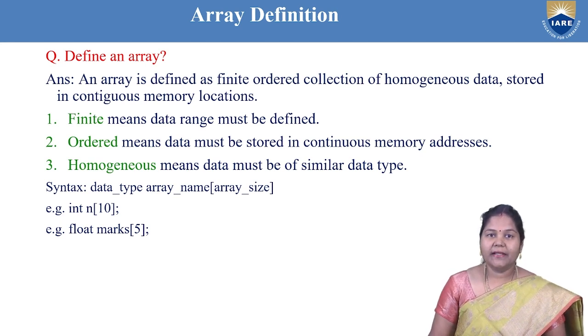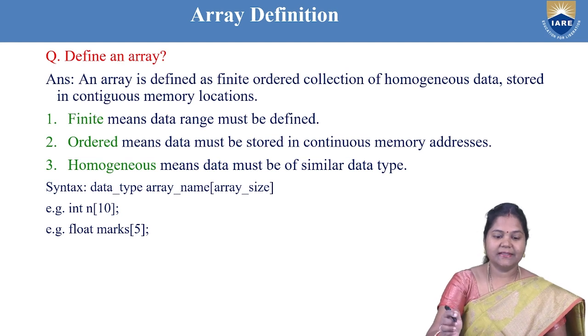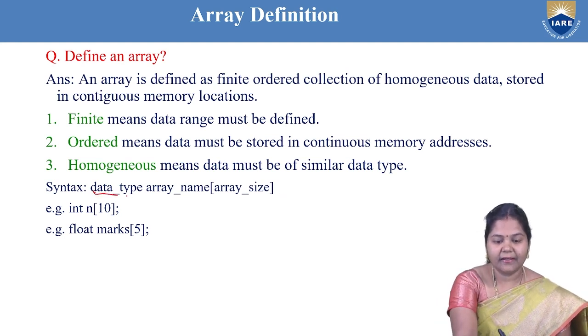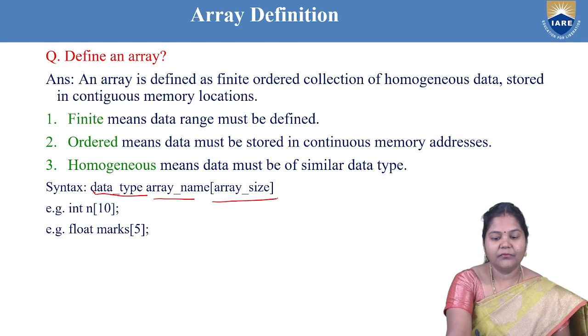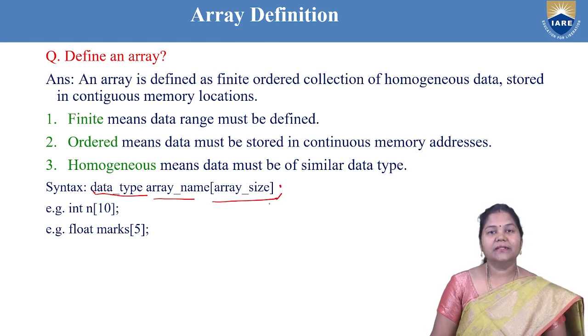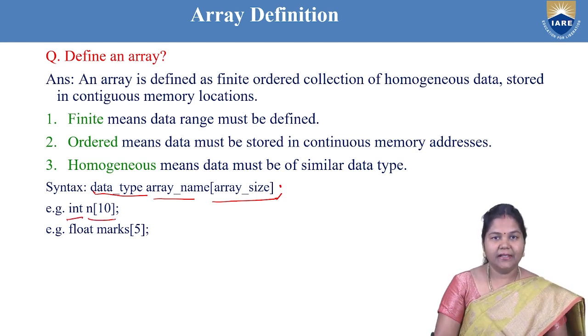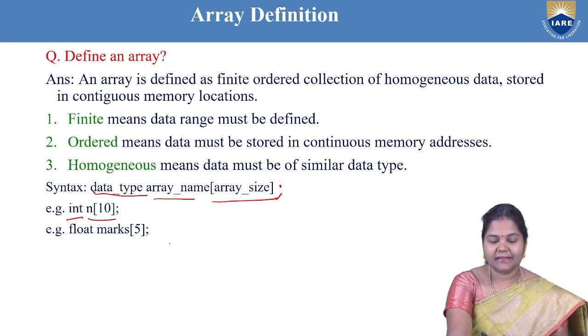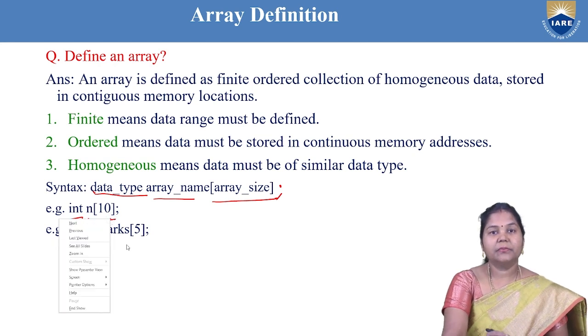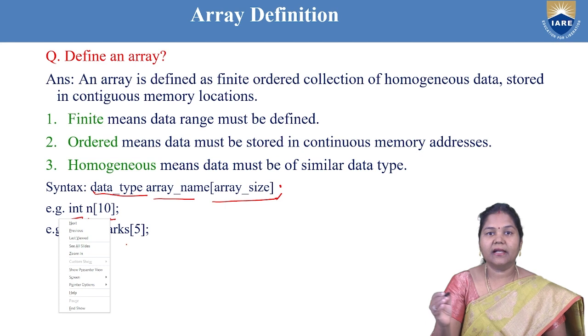Now, how to define an array? The syntax is the data type followed by the name of the array, and within square brackets, you write the size of the array. Example, int n[10]. Int is the integer data type, n is the name of the array and 10 is the size. So, it is finite. 10 is a finite size and the data elements will be stored one after the other in 10 contiguous memory locations with a particular address in memory.